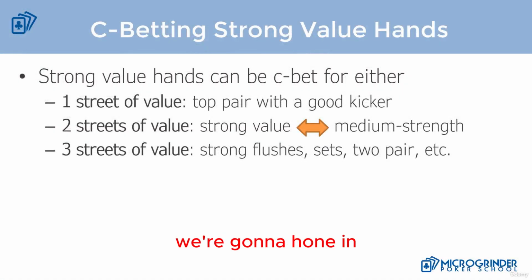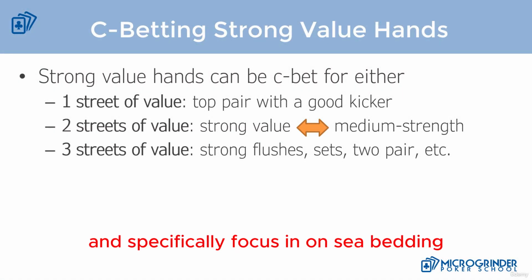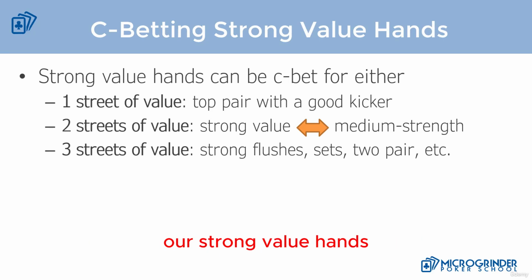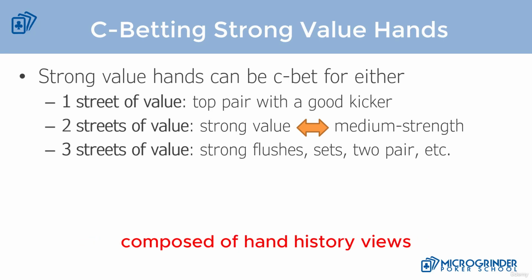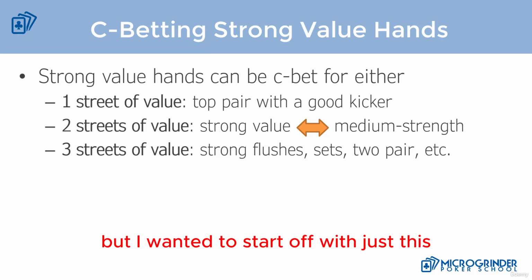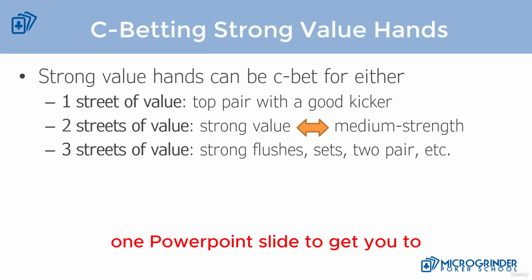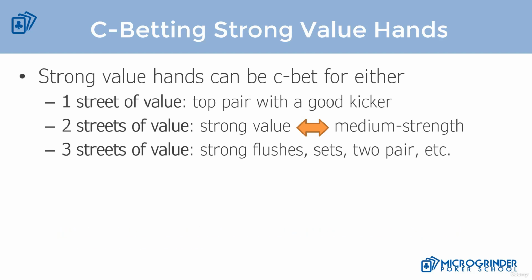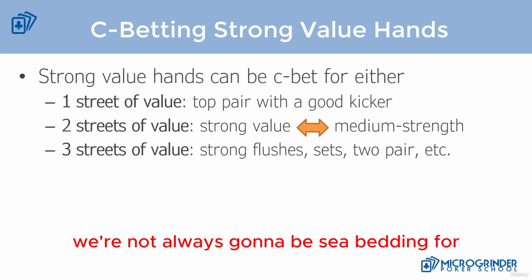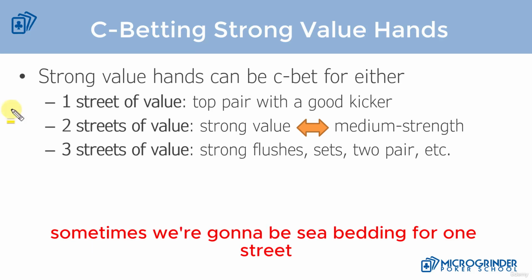In this video, we're going to hone in and specifically focus on c-betting our strong value hands. This video is going to be primarily composed of hand history reviews, but I wanted to start off with just this one PowerPoint slide to get you to understand that when we have a strong value hand, we're not always going to be c-betting for 3 or 2 streets. Sometimes we're going to be c-betting for 1 street.